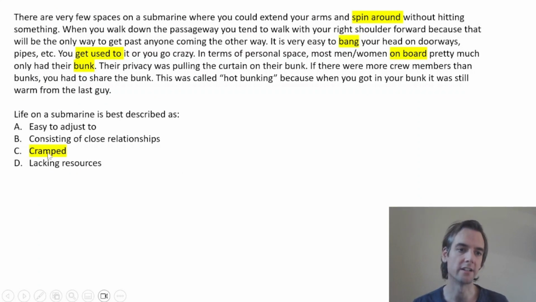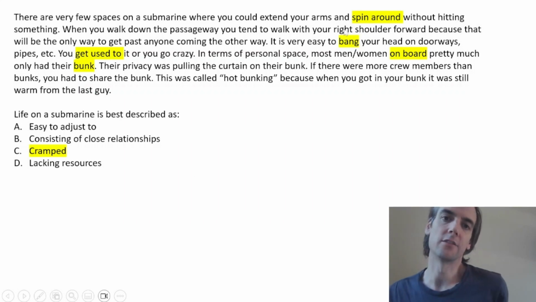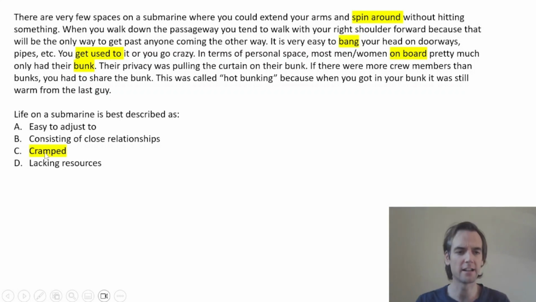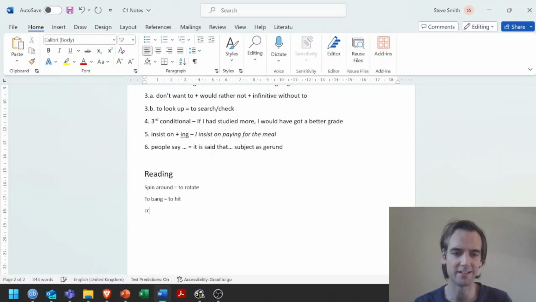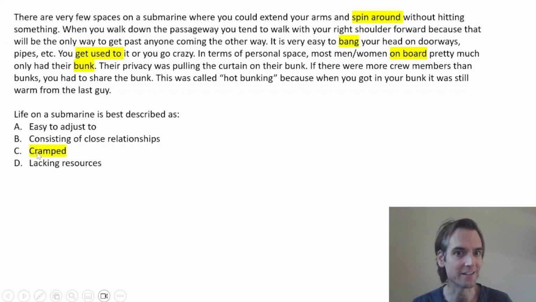And the correct answer, of course, is cramped, because the whole point of this text is that there's not a lot of space, which means cramped. It's highlighted because it's good vocab, not because it's the answer, although it is, by coincidence, the answer. And you need to know that to get the answer. If you don't know what cramped means, it's going to be difficult to get the right answer. The distractors are maybe possible. Get used to, adjust to. Ooh. No space, crew members, close relationships. No. Lacking resources. No, there are enough bunks, but it's just this thing. This is the thing they say.